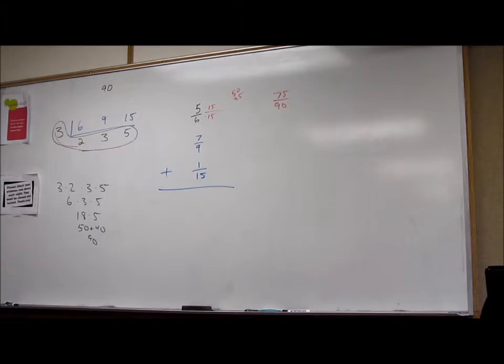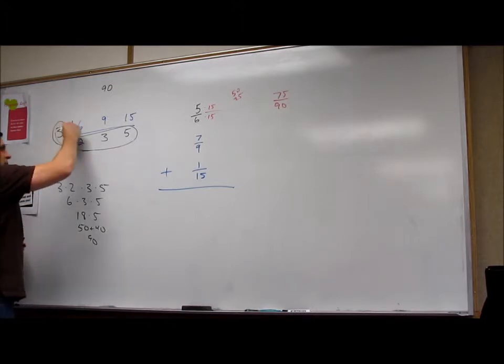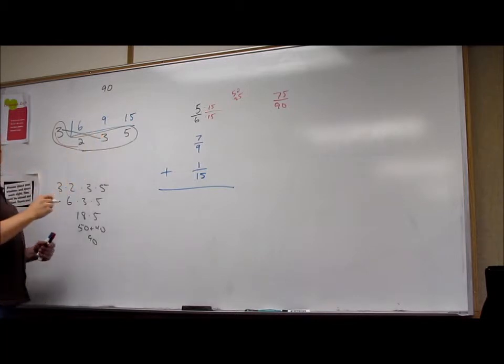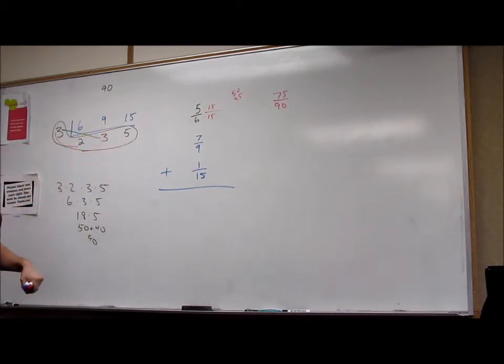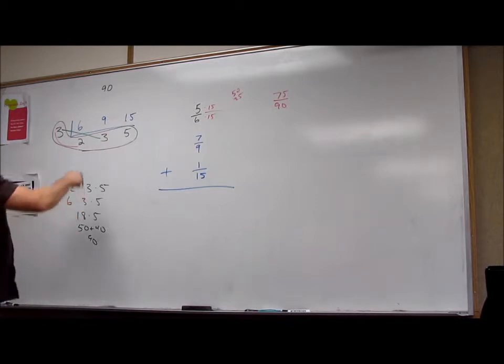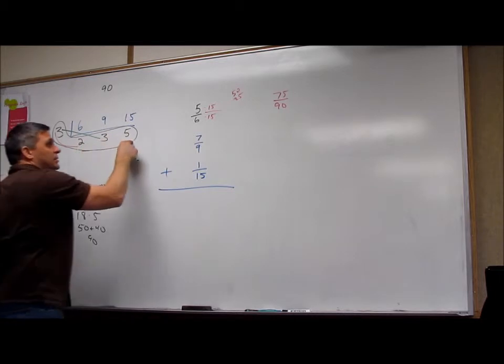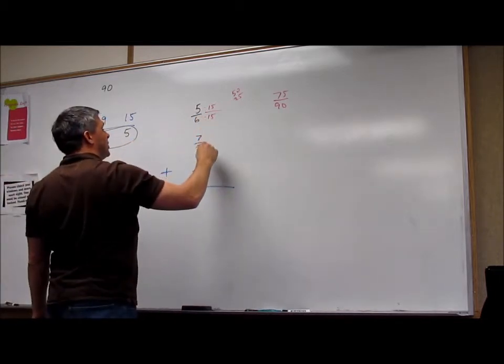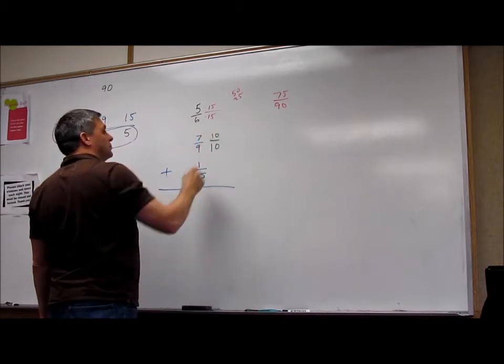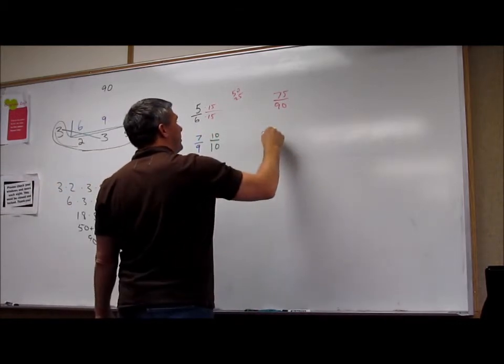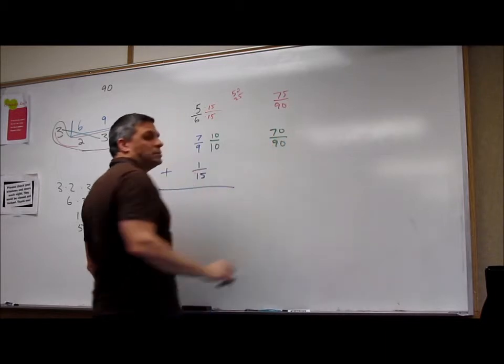I also know that 3 times 3, times whatever's left, in this case 10. 10 times 9 is 90, right? That made sense, right? So these 2 times these 2, so times 10 is 90, so that's 70 over 90.